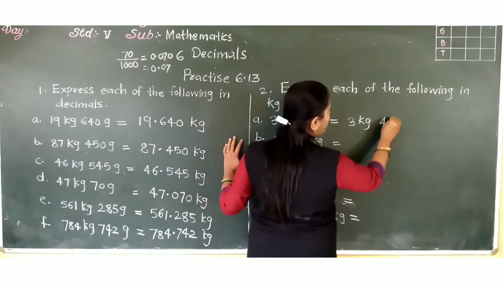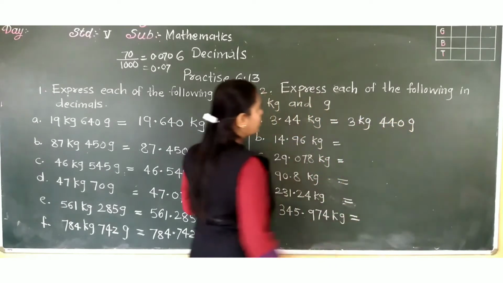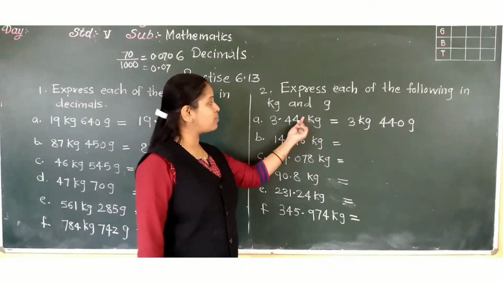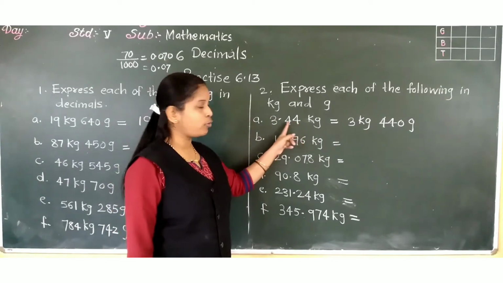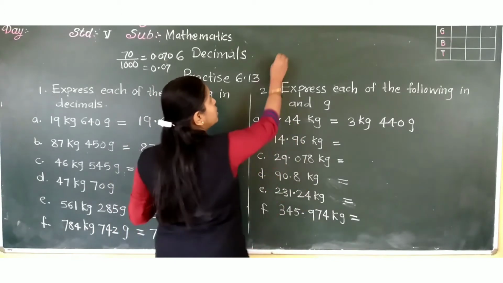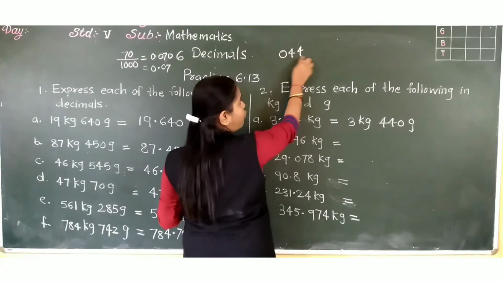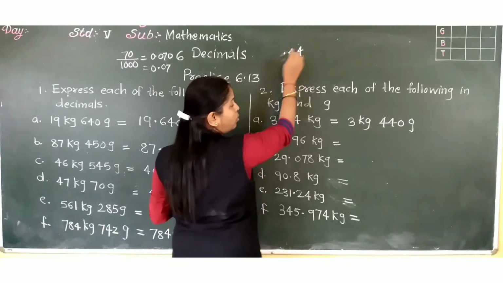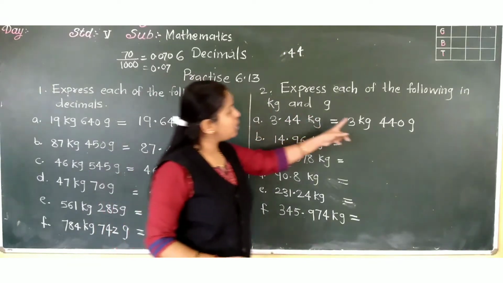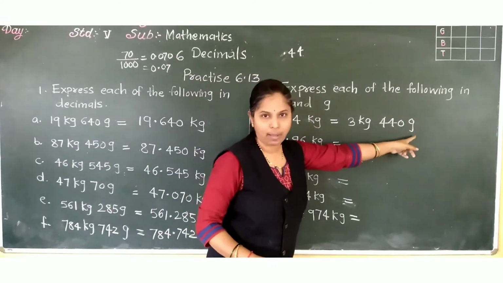So I can write 440 grams. Here how many grams? Not 44 grams. Immediately after decimal see 44 is there. If 044 is there, then 44 grams. But after decimal 44 written, that means 440 grams it is.